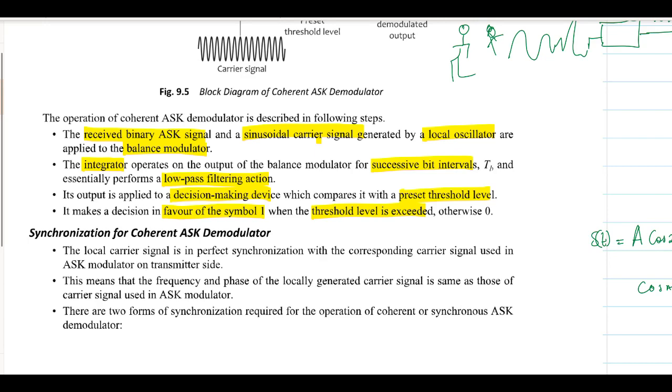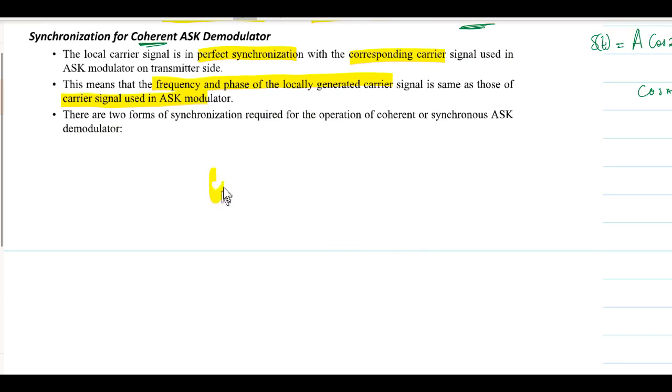Then we also say that we make a decision in favor of step 1 when the threshold value is exceeded, which is now nearing the ideal value of step 1. If it is less than the threshold value, then it is going to be interpreted as step 0 that was transmitted. Now we're talking about coherent because coherent means that the local carrier generated at the receiver is synchronized with the carrier that produced the original carrier signal. So that is exactly what coherent detection means.